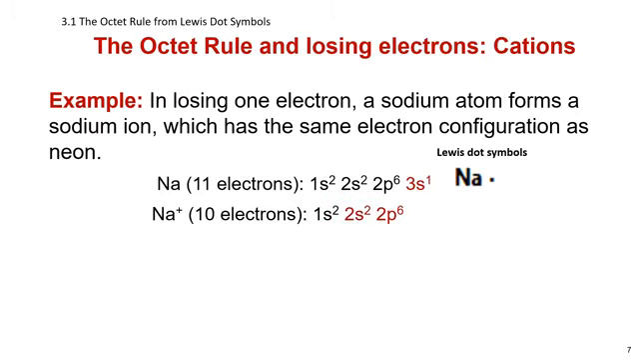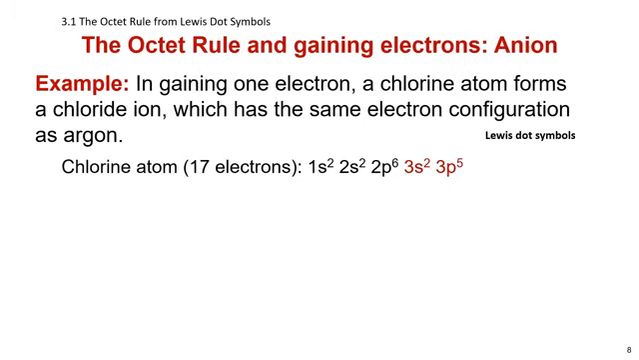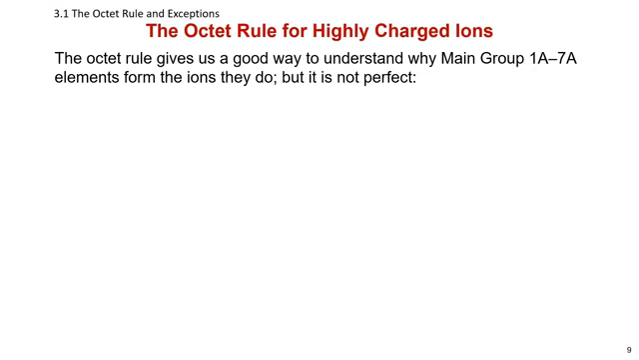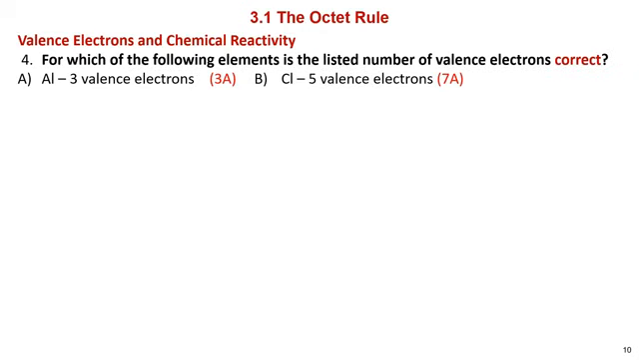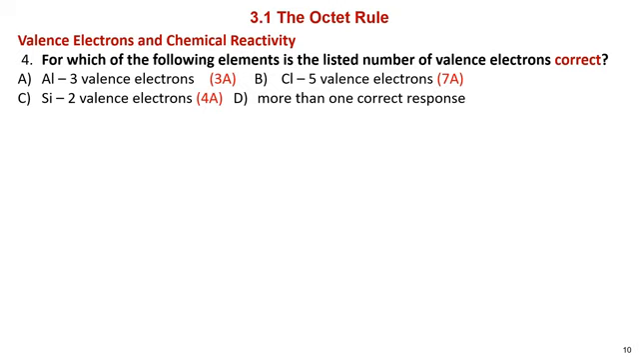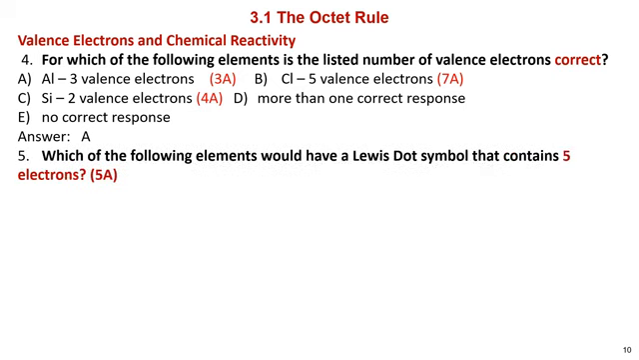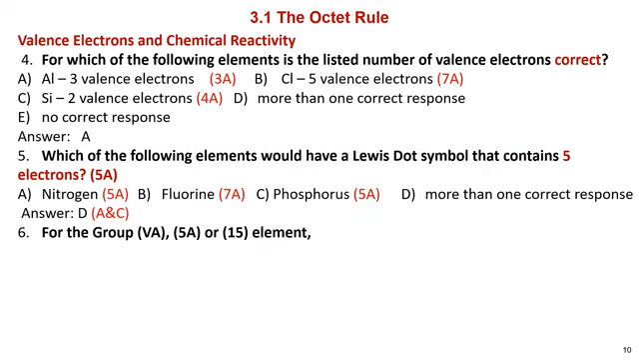Aluminum is group 3A. 3A means 3 valence electrons. Chlorine is in 7A, therefore 5 valence electrons is wrong. Silicon is in 4A, therefore it should be 4, not 2. If silicon was in 2A, that would be correct. So the correct answer is A. I'm not going to go through all of them.